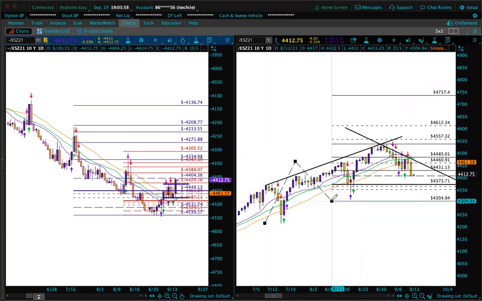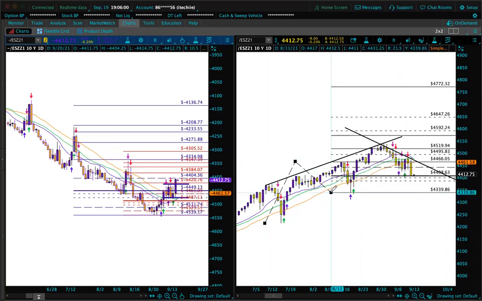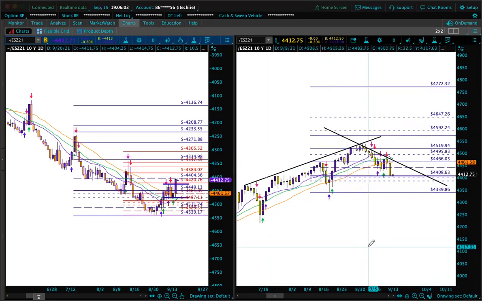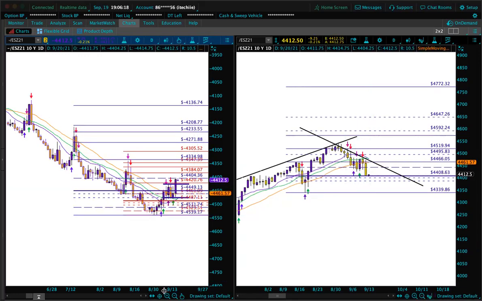Drawing wedges does not help your trading, to be honest with everybody. For a lot of people that use wedges, wedges have no levels in play. But if you have a wedge with levels in play, then that actually will work. So I'm going to give you guys an idea. So this is your daily chart.